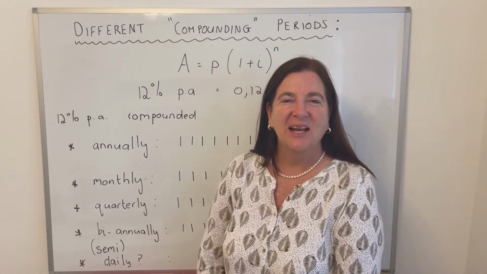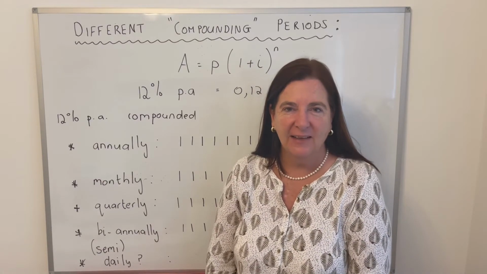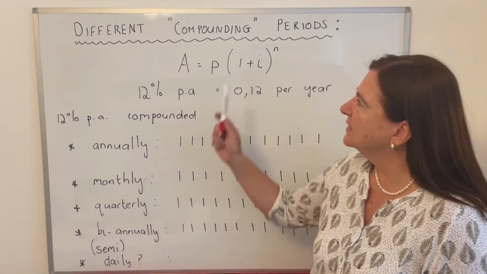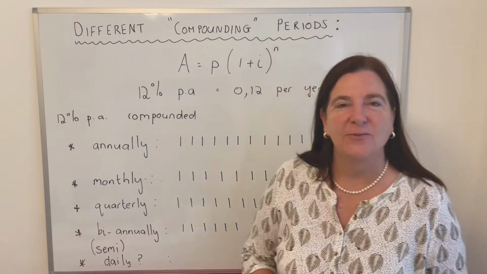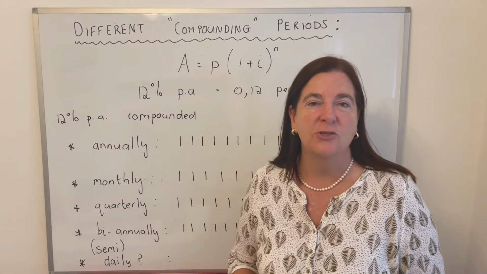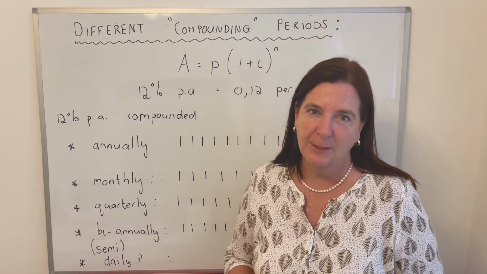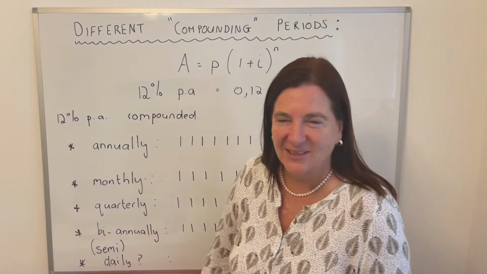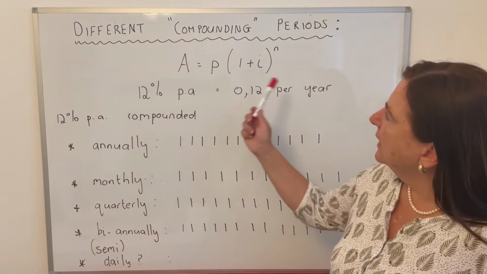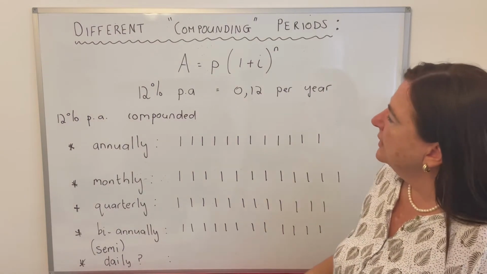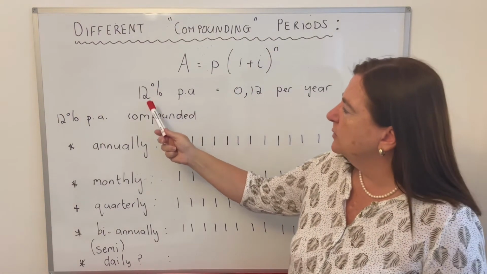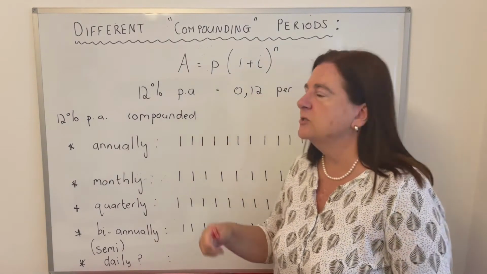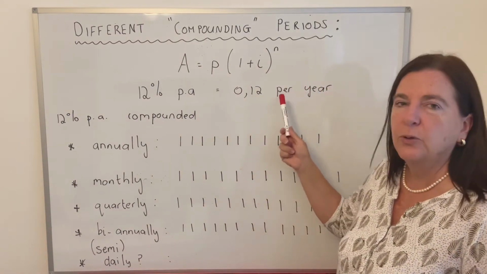Okay, now we're going to look at our second important fact, and that is different compounding periods. You'll notice I've put compounding in inverted commas because this only refers to when we're working with compound interest. Let's have a look how this impacts our examples. So we've got our compound interest formula, and we remember that 12% per annum is 12 over 100, which is 0.12 per annum, per year.